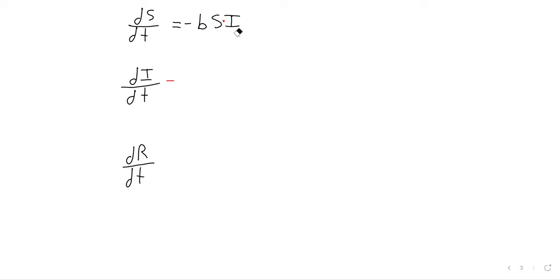How many people, or rather at what rate, are people becoming infective? Well, in this model, people who stop being susceptible become infective. So that's why you see the same term repeated twice, once with a positive sign, once with a negative sign. Everyone who leaves S enters I.